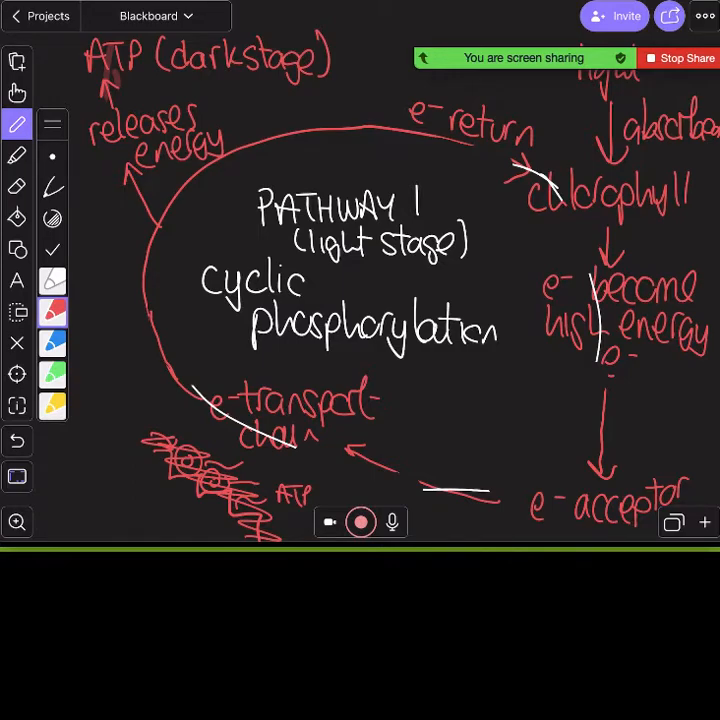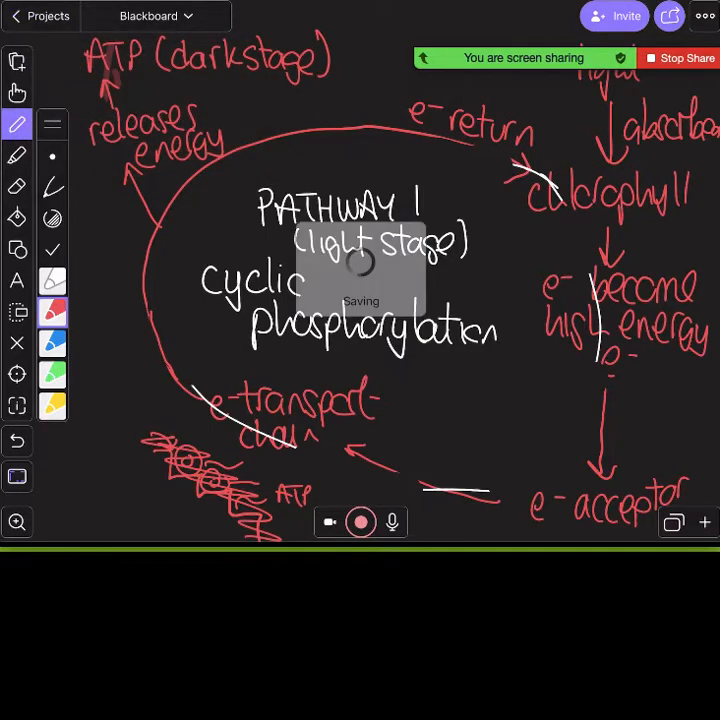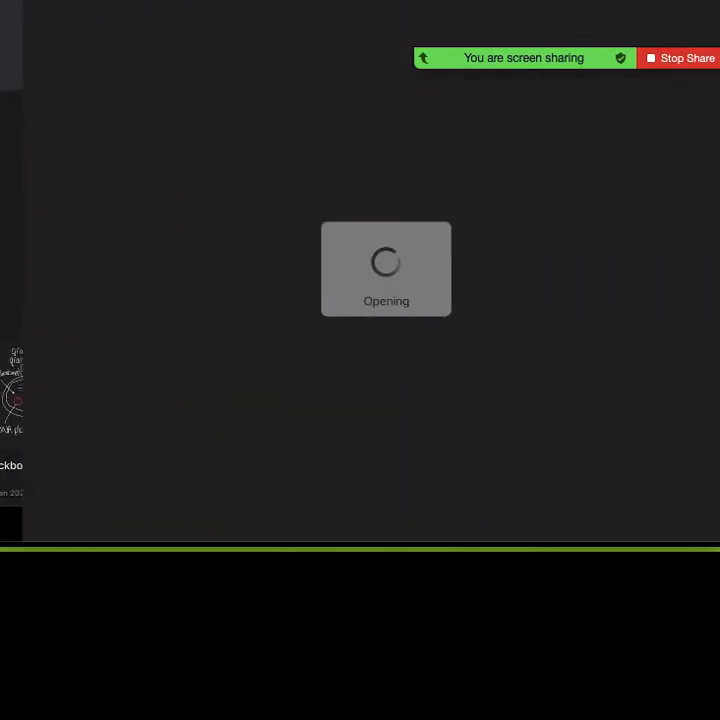So we're just telling a story. Light absorbed by chlorophyll turns electrons into high energy electrons, picked up by an electron acceptor, go through an electron transport chain, lose some energy to make ATP, and they are going to return back. So I'm going to change my screen, if that is okay, and we should have one more left.